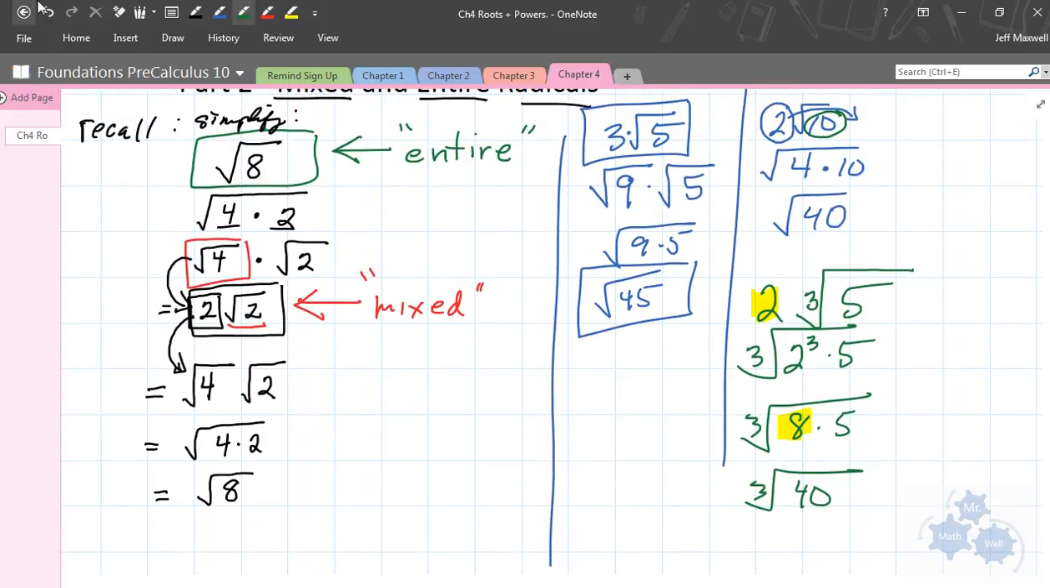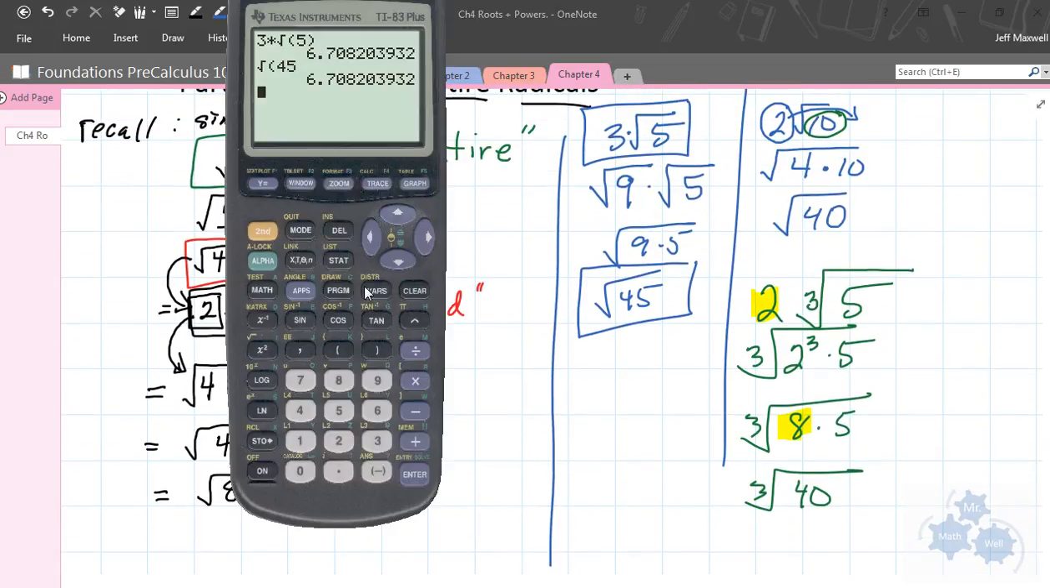And of course we can double check that, can't we? So, calculator again. Where do we start there? 2 times the, where is it? Oh, I do have a cube root there. Okay. 2 times the cube root of 5. Okay, that's how you put that in the calculator. And then the cube root of 40, and I did see a cube root function there. Good. Cube root of 40.